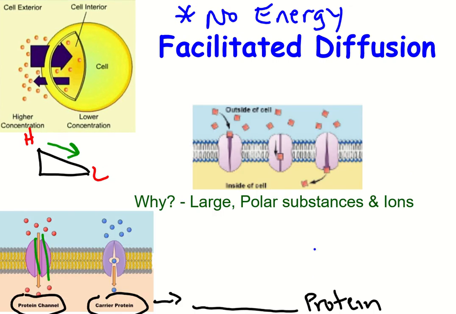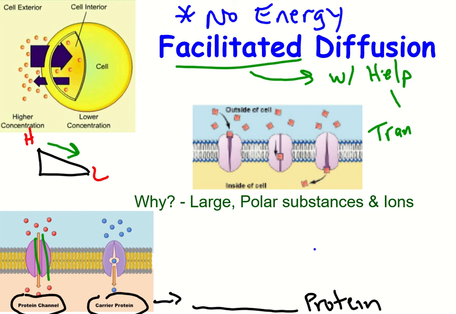Now, the second example is facilitated. We're still dealing high to low, which means no energy. Facilitated diffusion is essentially diffusion with help. And that's what we mean by facilitated, it is getting help going across the membrane. And this help is in the form of what's called a transport protein, or just proteins in general.